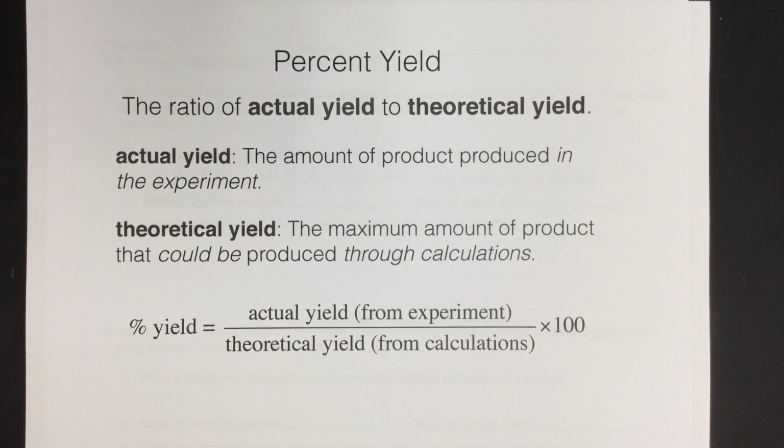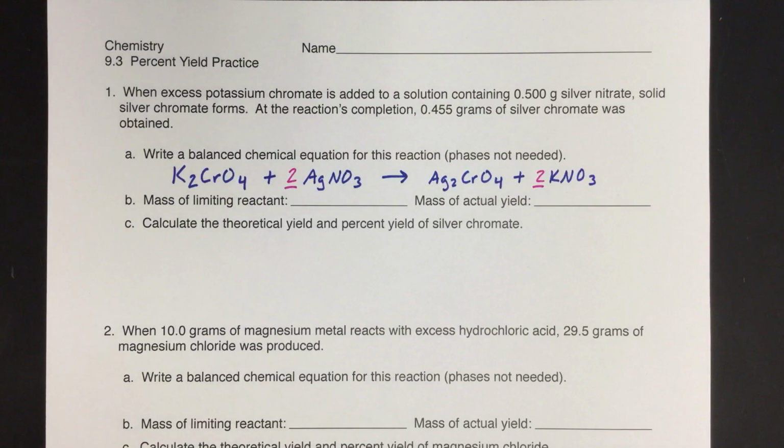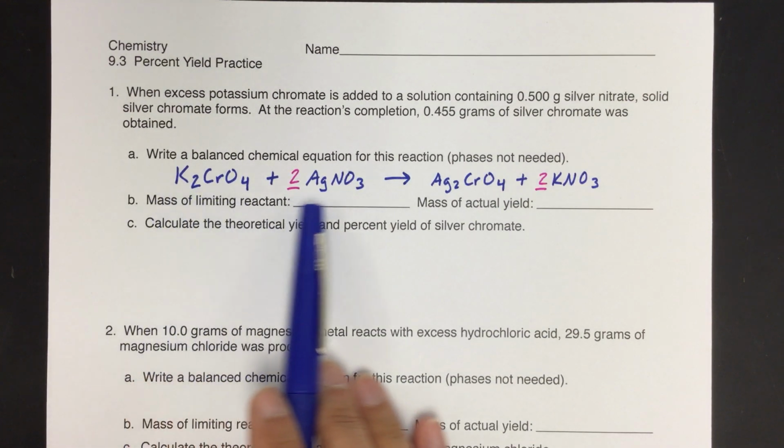So to calculate the percent yield, we'll put the actual yield on top, which was from the experiment, and then we divide it by the maximum possible that we could produce based on calculations, which is the theoretical yield. So to do these types of problems, we will need to do a mass-to-mass calculation, and like any stoichiometry problem ever, we do need a balanced chemical equation.